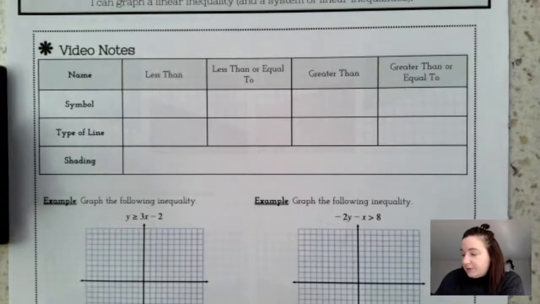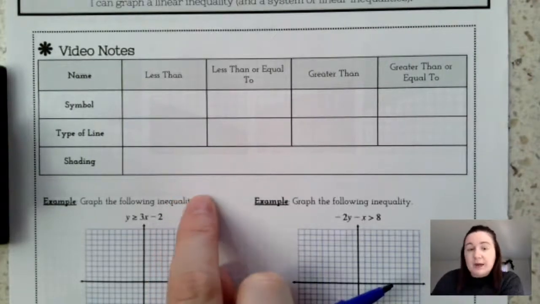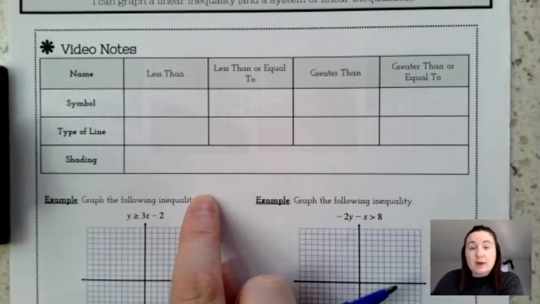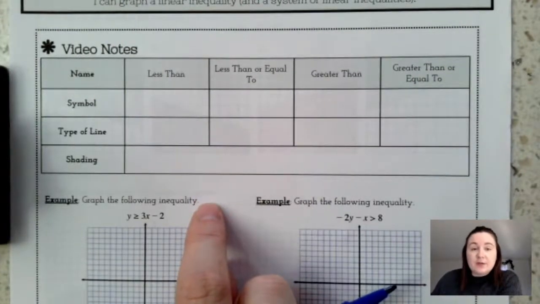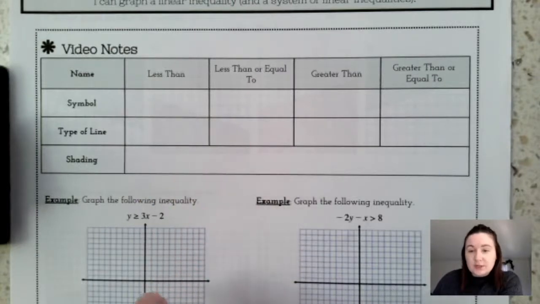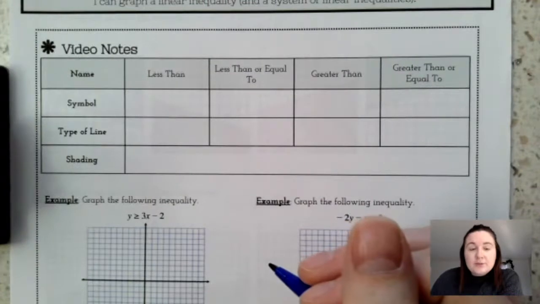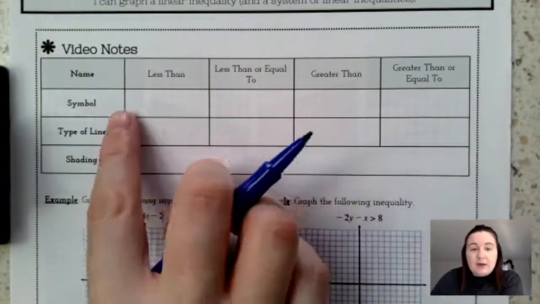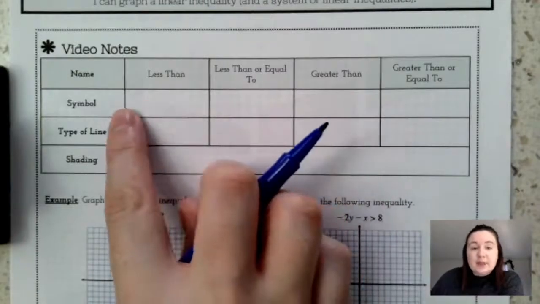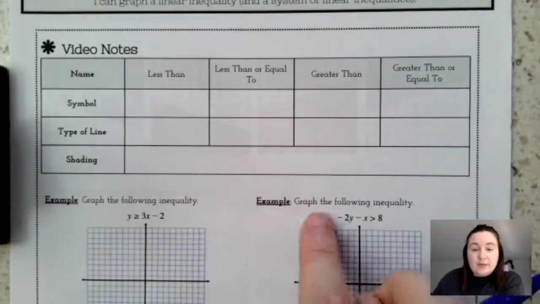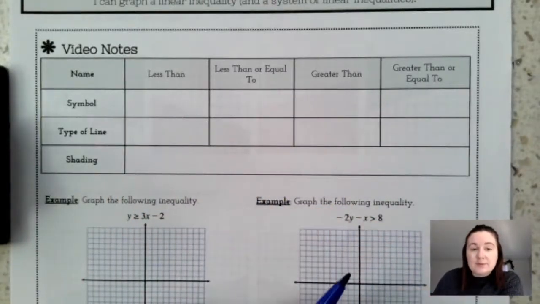So for each of these, we are going to be graphing inequalities. We graphed equations already, and we're going to be graphing inequalities, which follows a very similar process, but we just have a couple extra things we need to worry about because they're inequalities and not equations. The first thing is that all of these are related to the symbols. Instead of an equal sign, we're going to have a symbol of some sort.